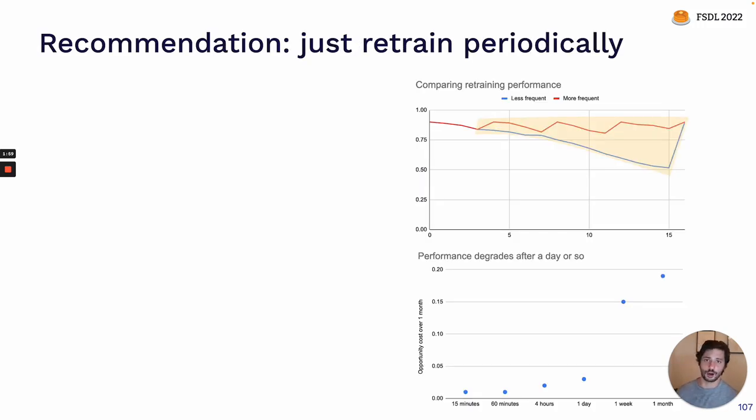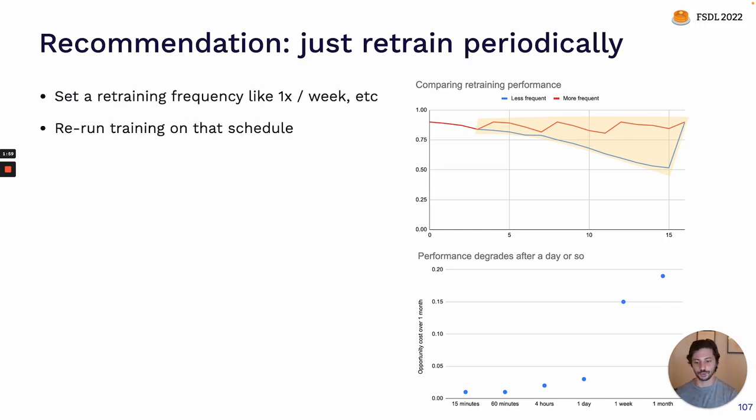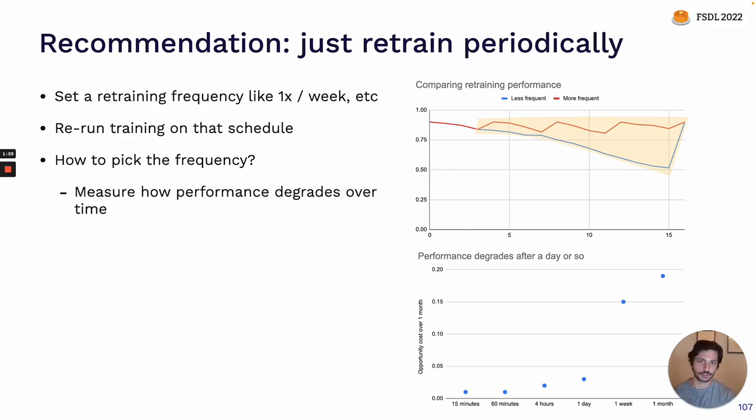When it's time to move to automated training, the main recommendation is just keep it simple and retrain periodically, like once a week, rerun training on that schedule. The main question though is how do you pick that training schedule? So what I would recommend doing here is doing a little bit of measurement to figure out what is a reasonable retraining schedule. You can plot your model performance over time, and then compare to how the model would have performed if you had retrained on different frequencies.